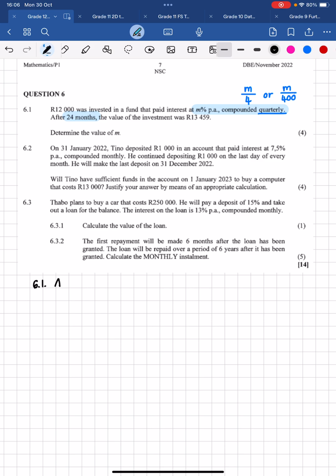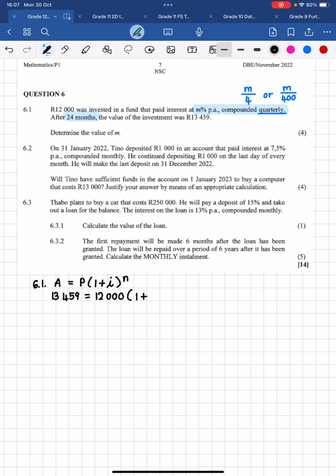All right, now this is just one payment that's been made, one investment. So it's not an annuity. So we are just going to use our normal compound growth formula. All right, so A is the final amount, the accumulated amount. That is going to be 13,459. P is the principal amount, the original amount. So P here in this case is 12,000. That is the amount that was invested at the beginning of the time period.